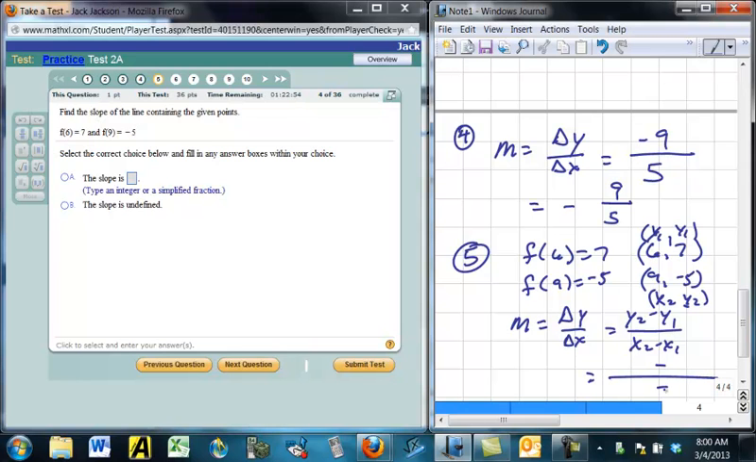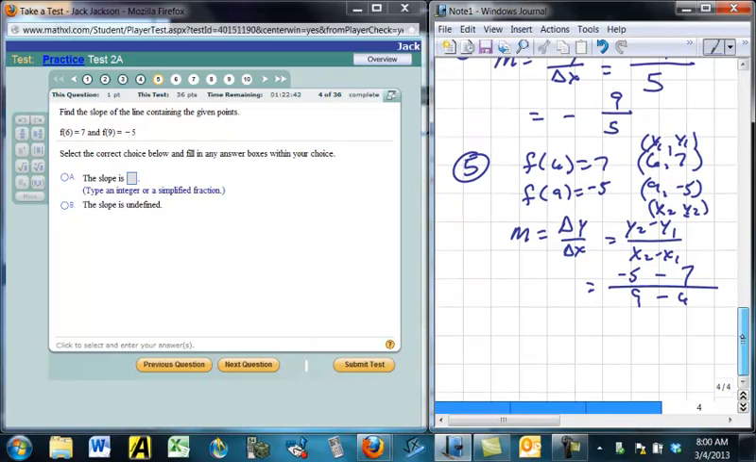So the minuses are built in, and we take the second y, negative 5, minus the first y, which is 7. We take the second x, 9, minus the first x, which is 6. It doesn't really matter which one you take to be the first point and which one the second, but you do have to be consistent. So if negative 5 goes first in the top, the x that goes with it, the 9, has to go first in the bottom. See, this one's a 6, this one's a 9. Okay, so negative 5 minus 7, that's negative 12. 9 minus 6 is 3. Negative 12 divided by 3 is negative 4.